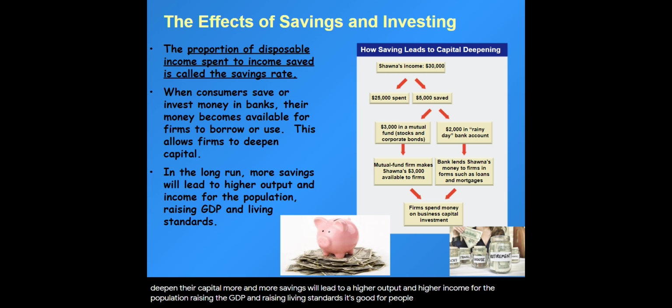It's good for people to save because then other people can have that money and they can use that money. They can borrow it from the banks to do things like buying a house, saving for retirement, all of those things.